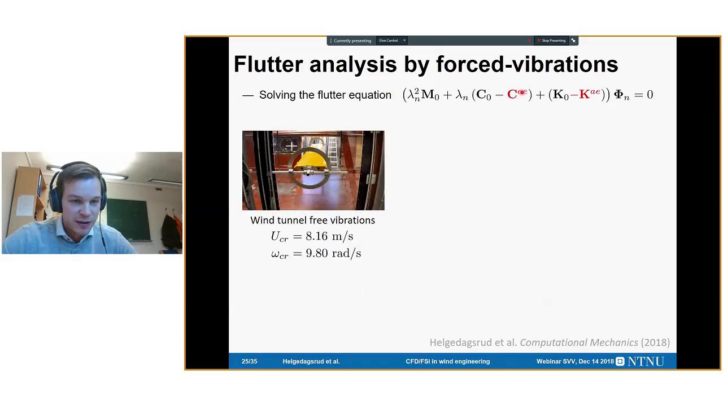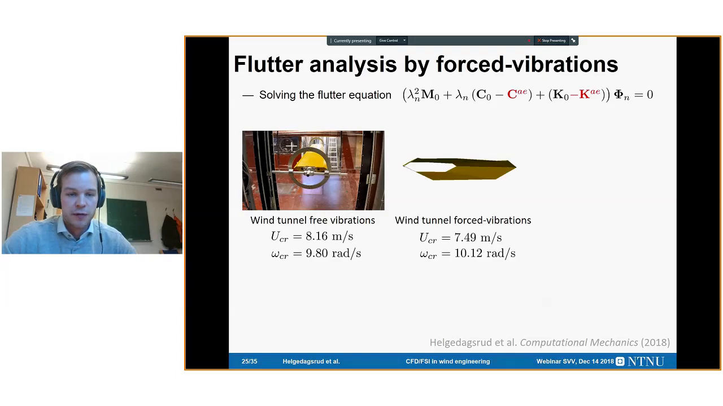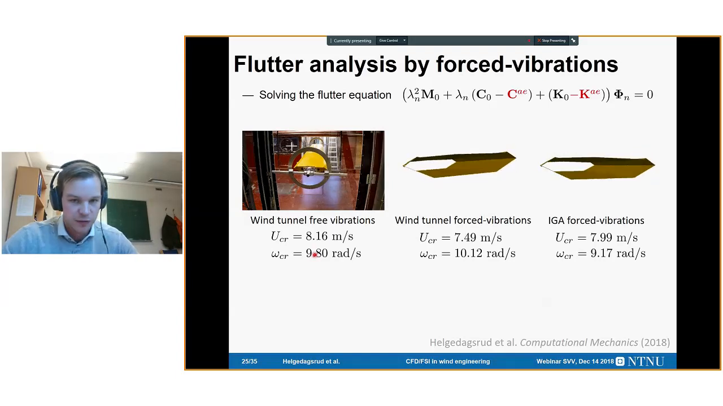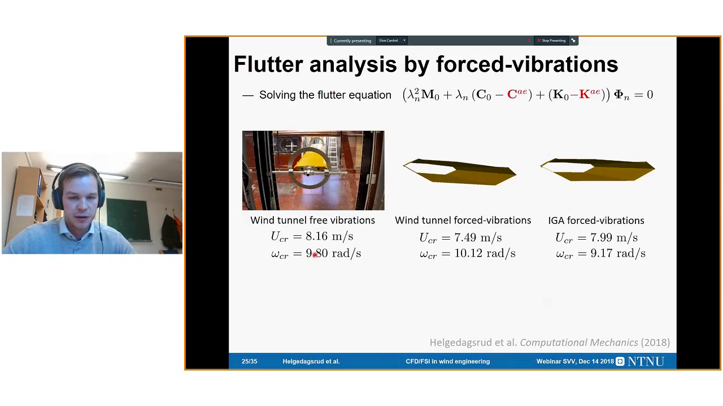For reference, we tested flutter experimentally with a free vibration in the wind tunnel. So you can see the flutter mode here. This is the Hardanger bridge still. We have the critical velocity and frequency. And for the wind tunnel forced vibrations, we got these predictions. So this is a solution of the eigenvalue problem, basically. And it's not exact science, but it matches pretty good. And here are the numerical simulations. And we get very good predictions, equally good actually as the companion forced vibration wind tunnel experiments. So we were very happy with these results.